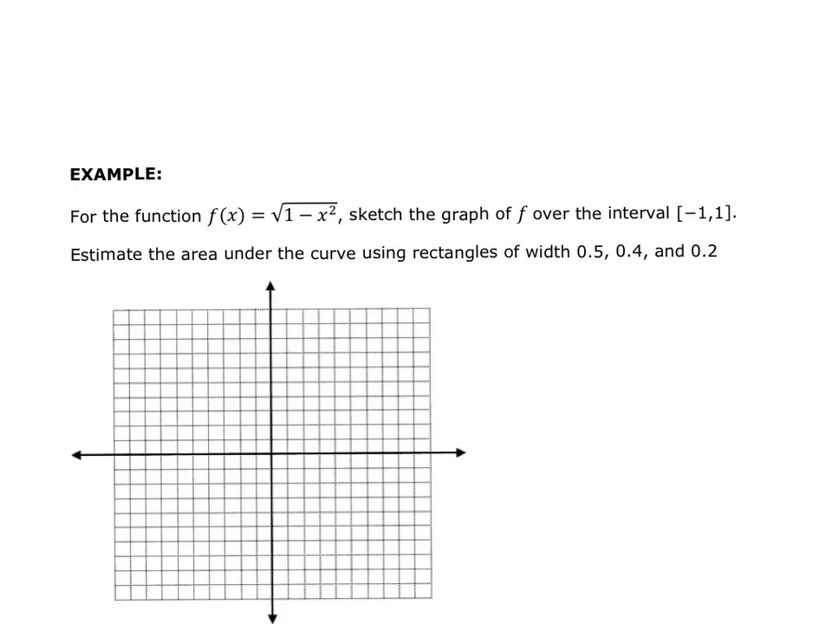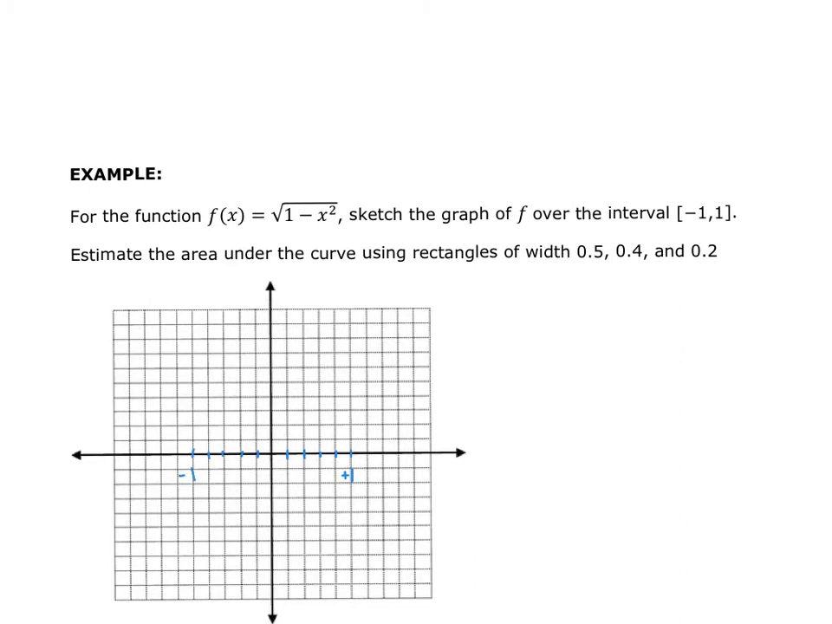So if we take a look at our function here, which is 1 minus x squared, we're going to sketch the graph over the interval from -1 to 1, and we want to estimate the curve using rectangles of width 0.5, 0.4, and 0.2. So the first thing we're going to do is draw the curve. To make my life easy, I'm going to make each one of these be worth 0.2. So 1, 2, 3, 4, 5. So here's where +1 is. 1, 2, 3, 4, 5.